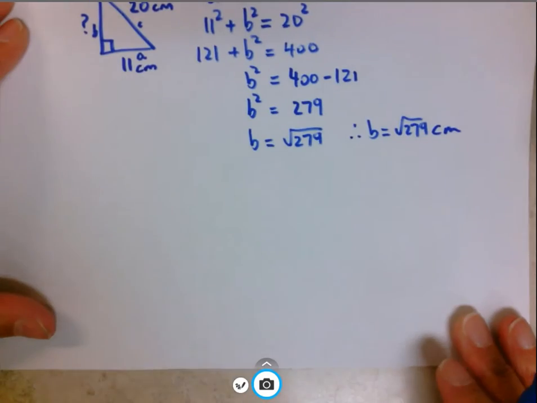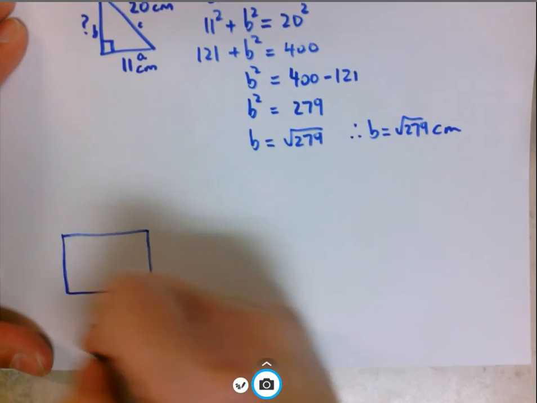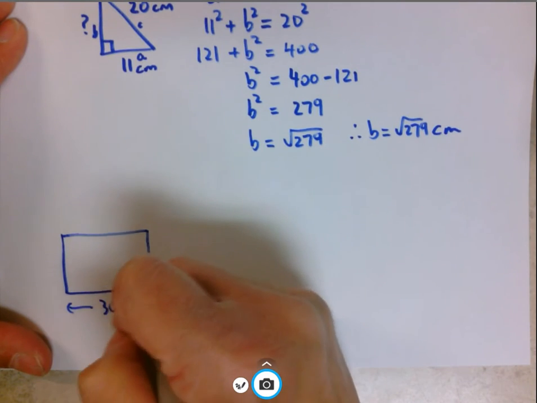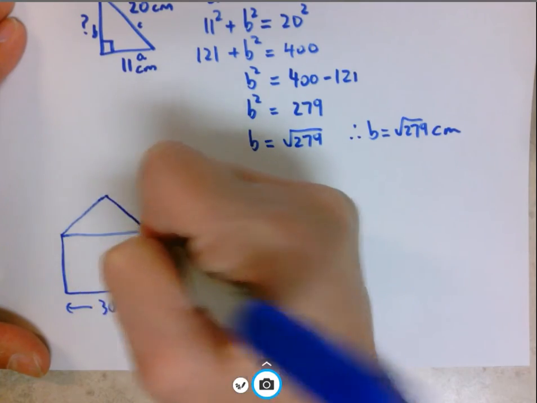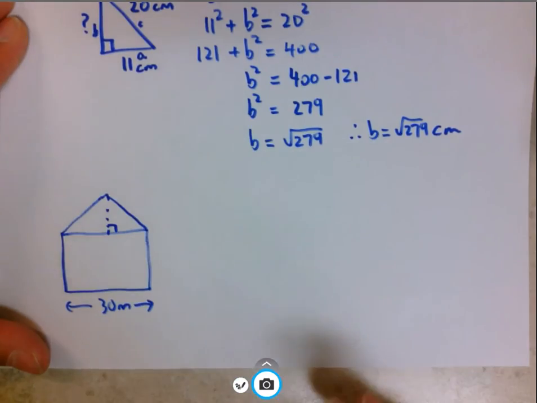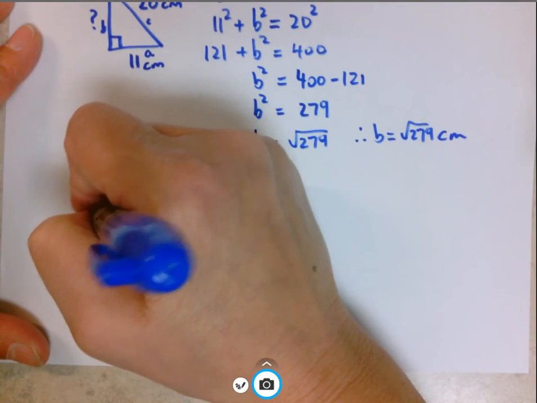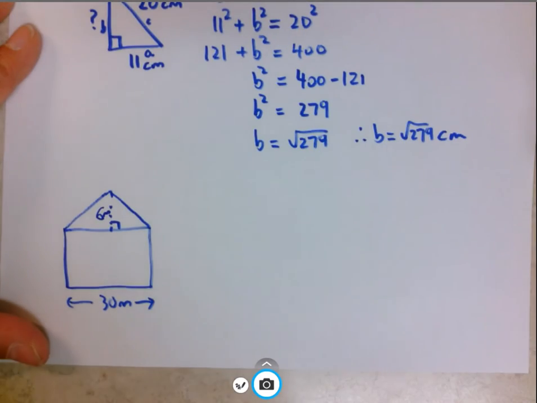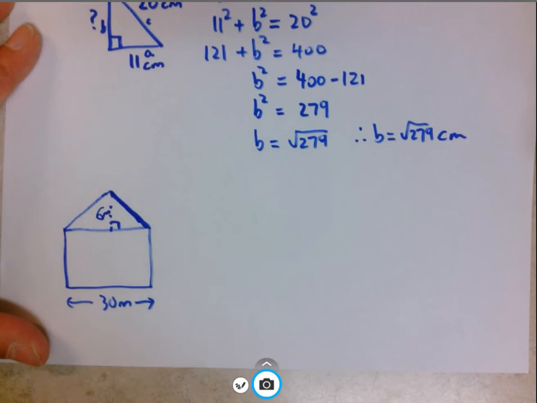Okay, some applications of the Pythagorean theorem could be, let's say you're building a house and you know that the house is 30 meters wide. Okay, and you have a roof that looks like this. And we know that the height of the roof is, I don't know, let's say it's 6 meters. I'm not sure. I don't know. That's probably a really big roof. Okay, then how long is this? How long is this slanted part?